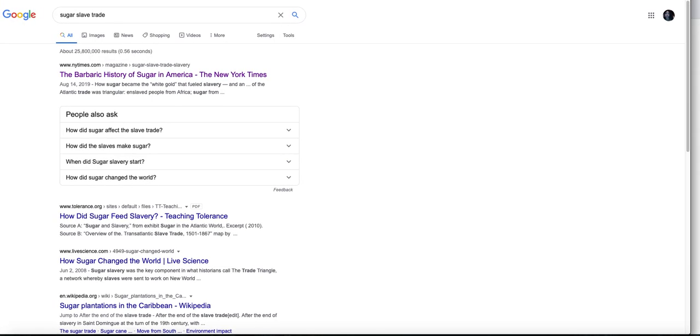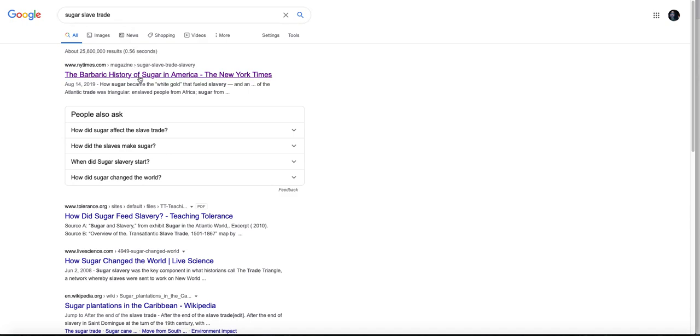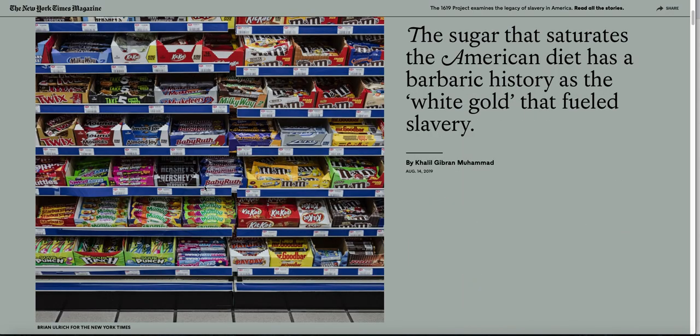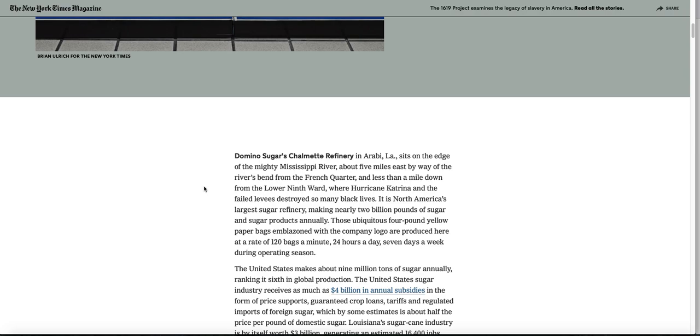Okay, so I looked up the sugar slave trade in America. And we got this. Domino Sugars Chalmette refinery in Arabia. It said L.A., but Louisiana, I'm guessing. That's a damn shame. But I have to go up so many stairs. People leave my door open. I can hear stuff going on, and it distracts me.